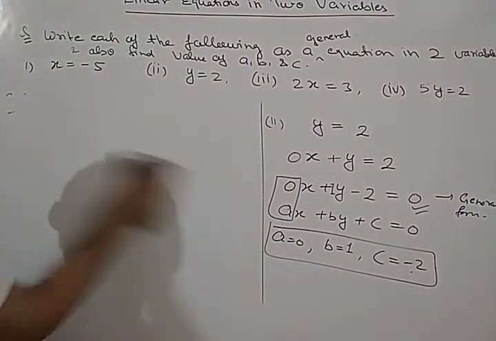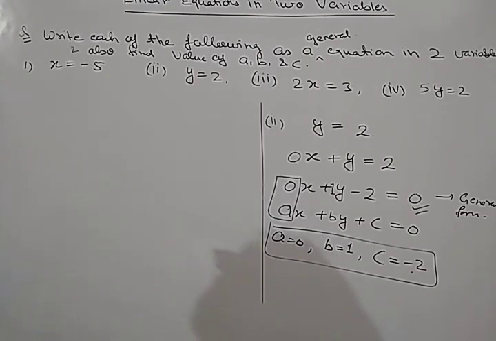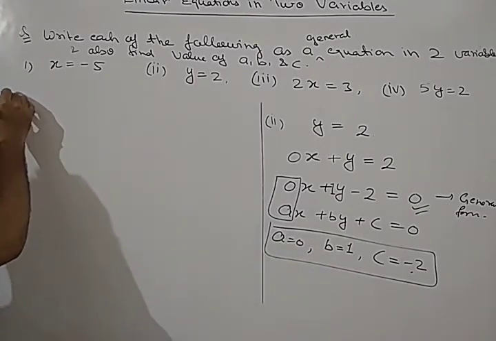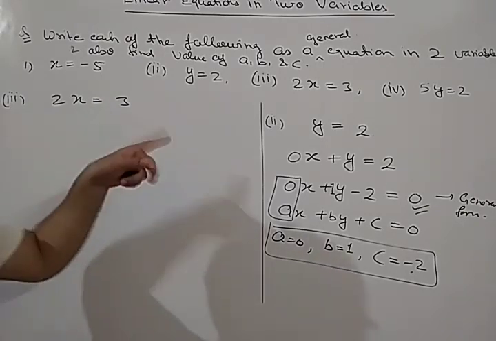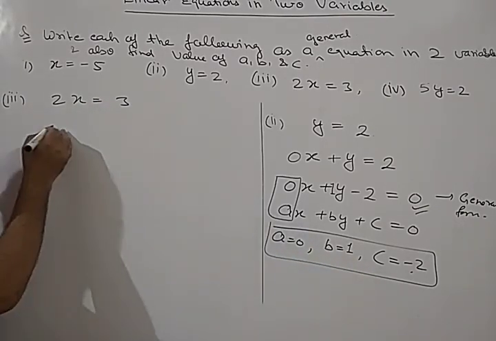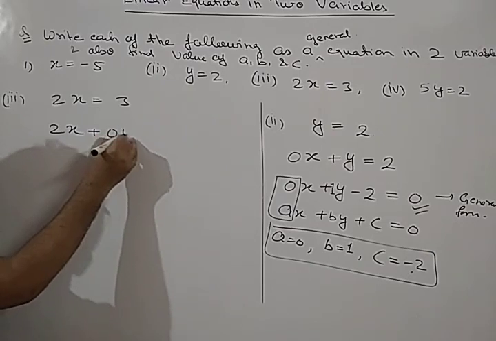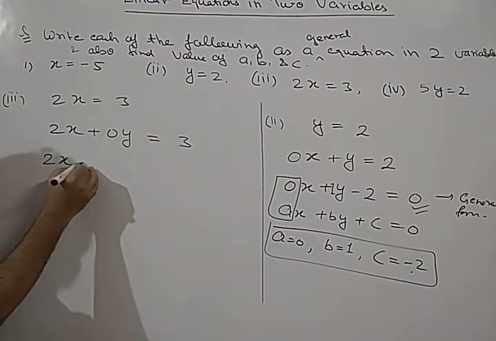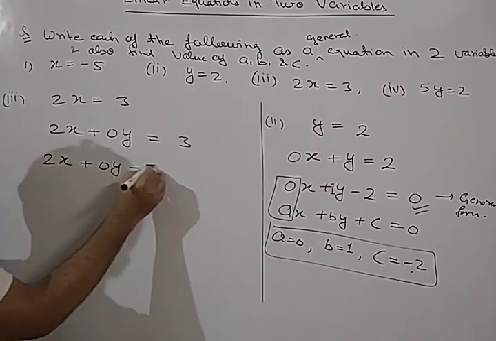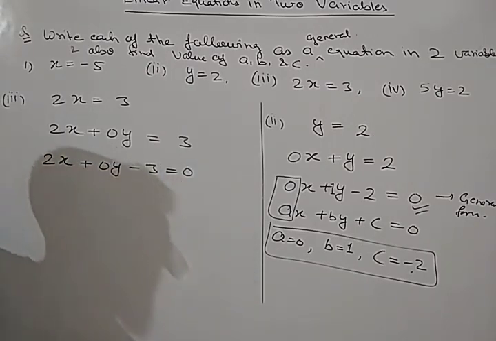Now we can solve the third part. In the third part, it is given 2x is equal to 3, which means the y variable is not given in this question. So we will write it as 2x plus 0y is equal to 3, and we can write it as 2x plus 0y minus 3 equal to 0.